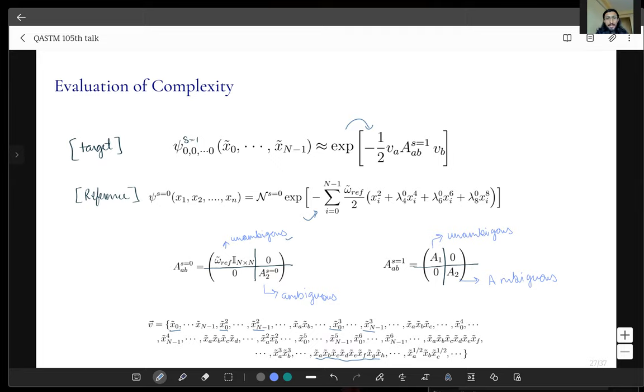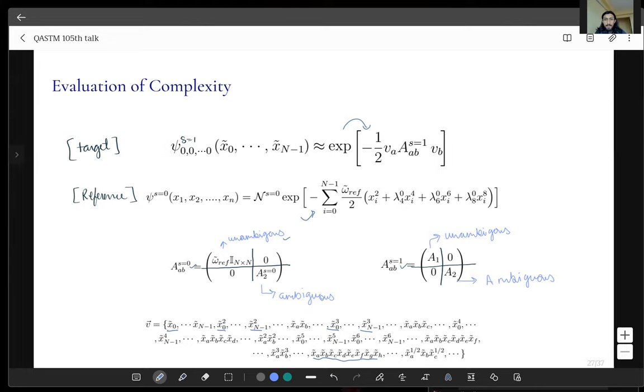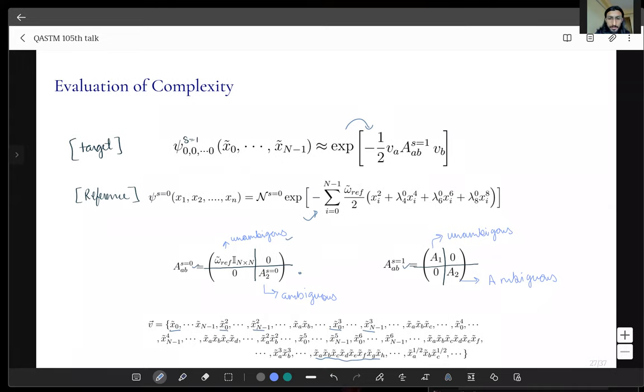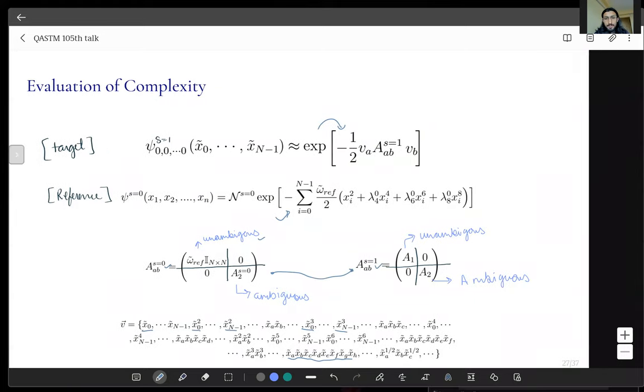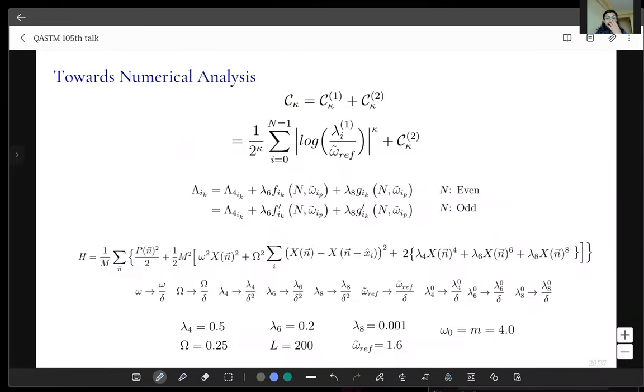So now we define s equals zero, and then we also define s equals to one. Now the point is to go again from here to here. So now the complexity can be split into two blocks. One is coming from the ambiguous part, and one is coming from the unambiguous part. So we'll use this result that if the matrices have been simultaneously diagonalized, then the complexity will be the ratio of the eigenvalues. So now using this, we can find the complexity.